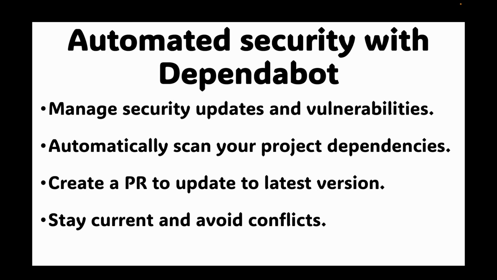So let's say, for example, if one of your dependencies has a known security vulnerability, Dependabot will immediately send you an alert. If a fix is available, it will automatically create a pull request with the fix, making it incredibly easy to patch. So let's see an example for this.